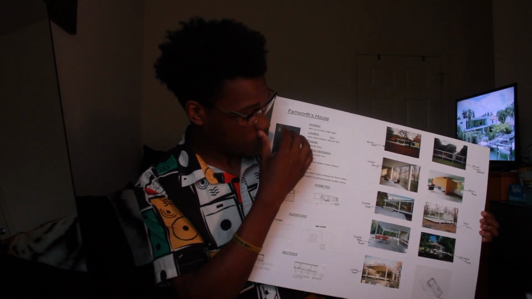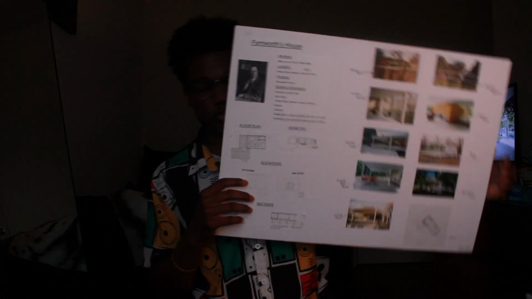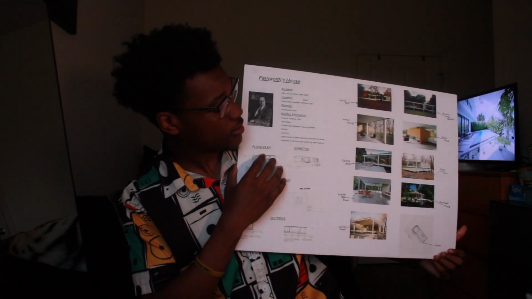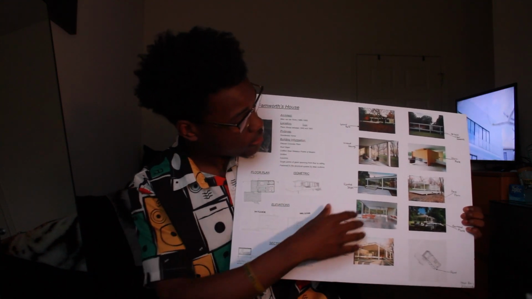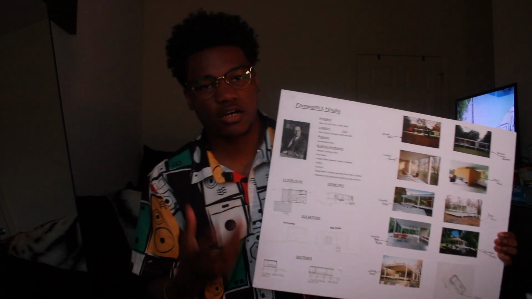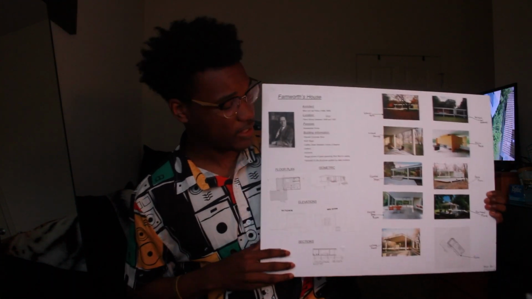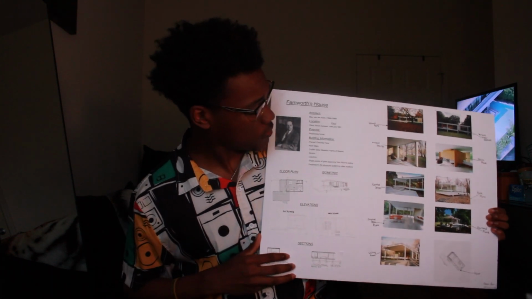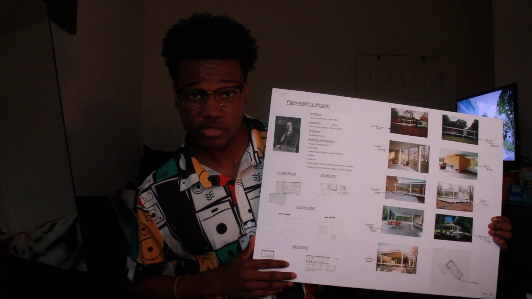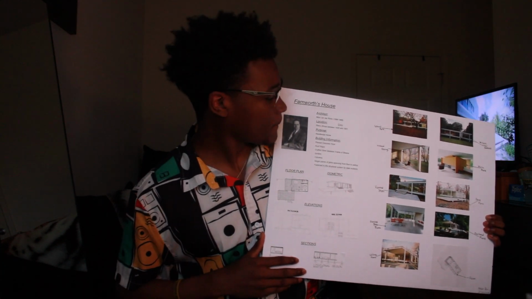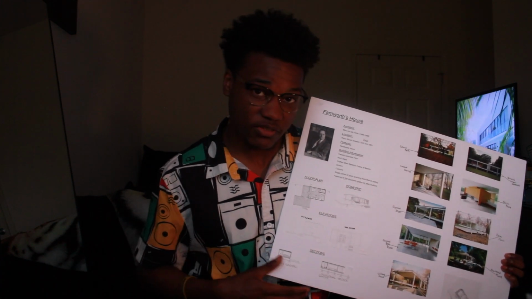The location, well, this is him right here, if you can see him. So yeah, the location of the Farnsworth House, which you probably can't see up close, but I'll do a quick cut shot to what it looked like. The location of the house is in Plano, I think that's how you say that word, Plano, Illinois. It was built between the years of 1945 and 1951.